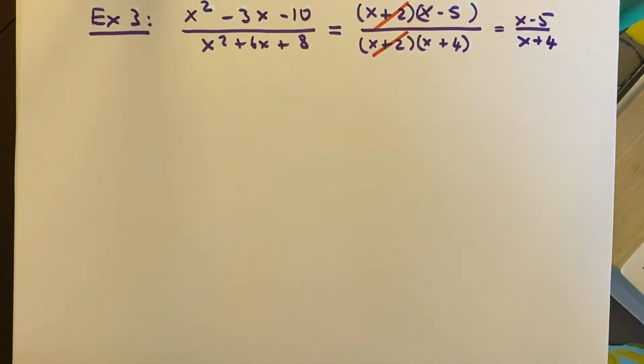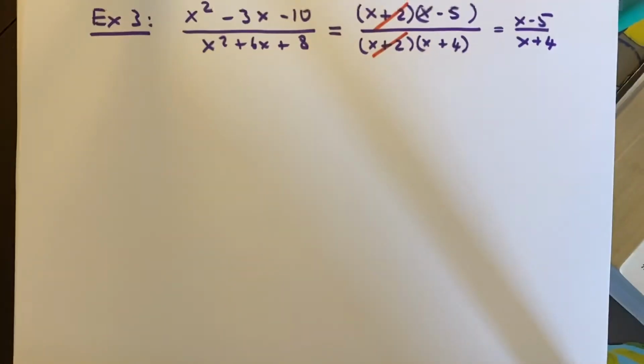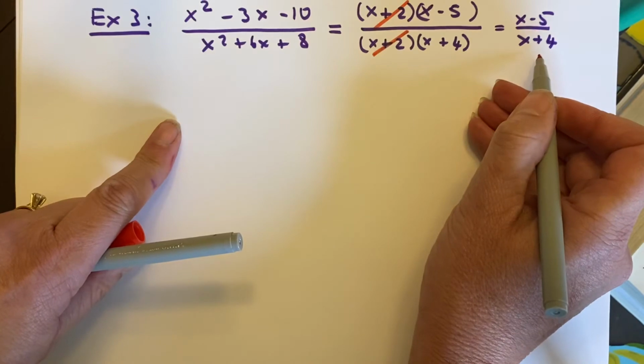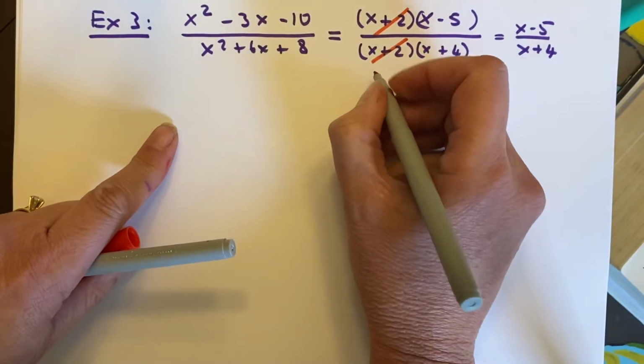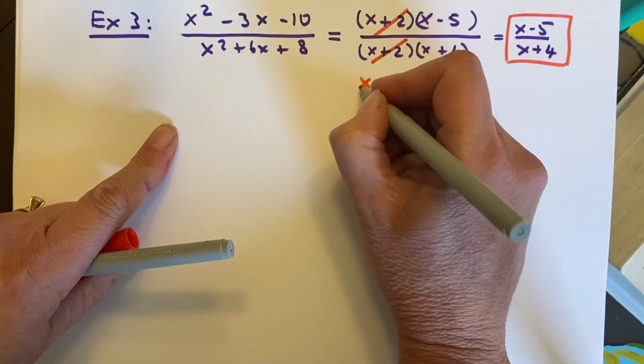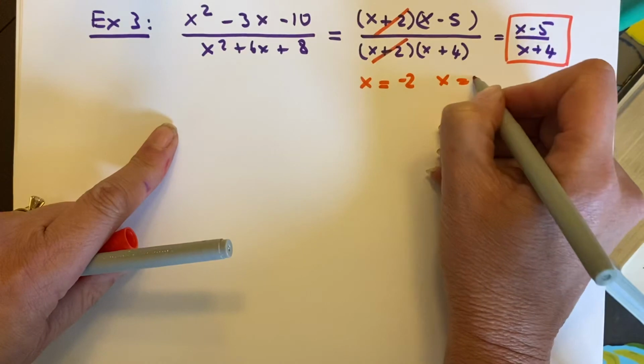And I have to look and see what is my excluded value. Now, it is important to remember the excluded value is based on this, not on this. So I have 2 excluded values. They are x equals negative 2 and x equals negative 4.